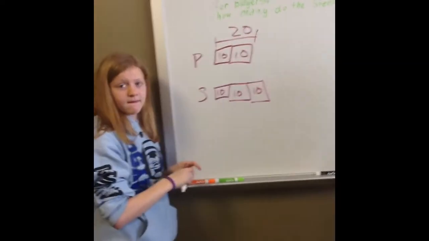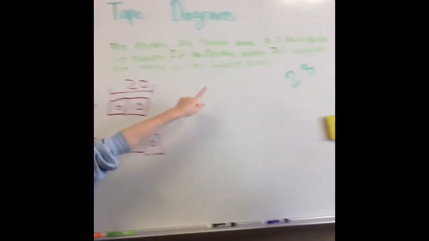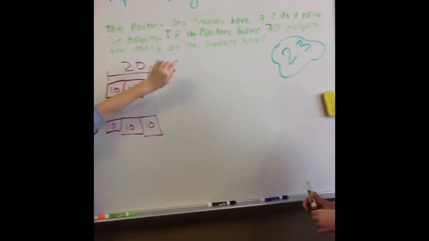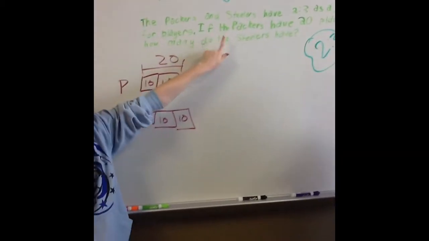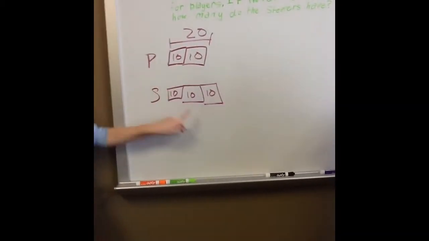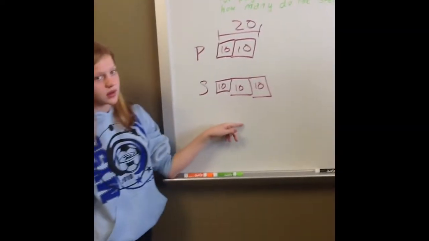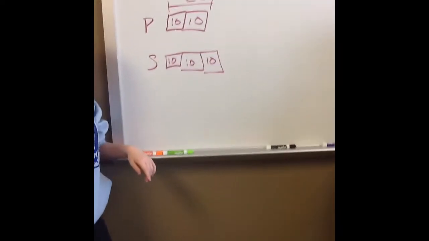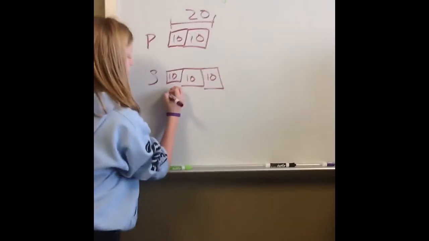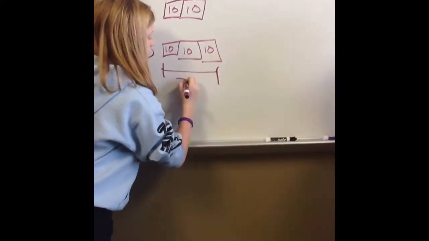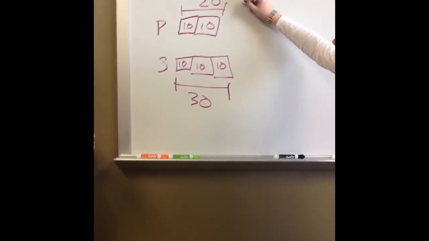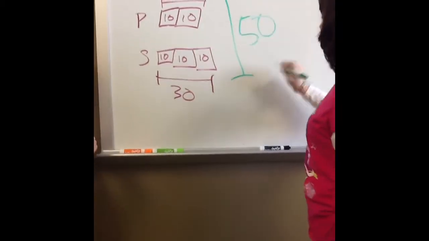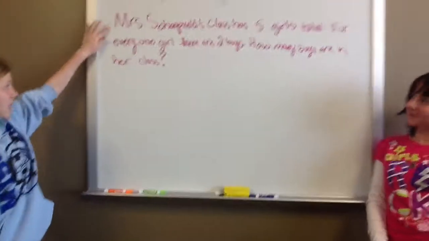How did you know to put 2 boxes there? Because the ratio is 2-to-3. The Packers have 2, and the Steelers have 3. So the Packers have to have 2 boxes, and the Steelers have to have 3, because the Packers come first, and then the Steelers in the ratio. So the Steelers have a total of 15. Okay, the next problem.